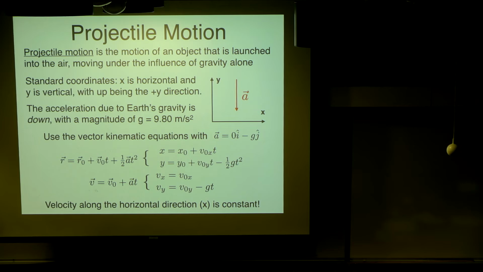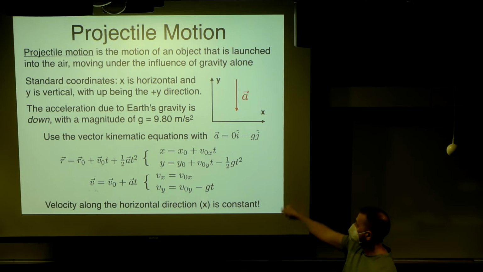Projectile motion. All right, so projectile motion is referring to the motion of any object that's launched into the air and only moving under the influence of gravity. Okay? So obviously one major assumption we make when it comes to projectile motion is no air resistance. We're just neglecting that. The standard way to set up the coordinates is like this. X going horizontal, Y going vertical with up being positive Y.